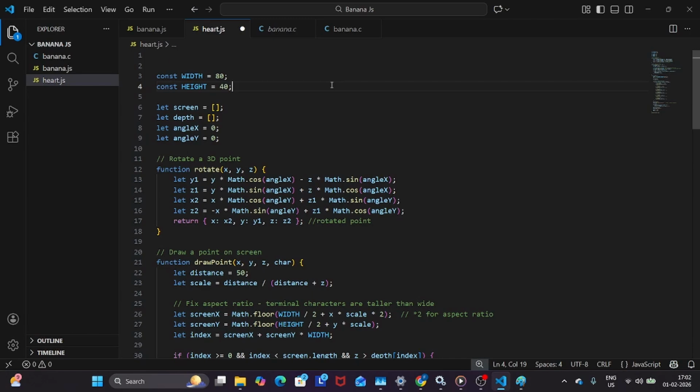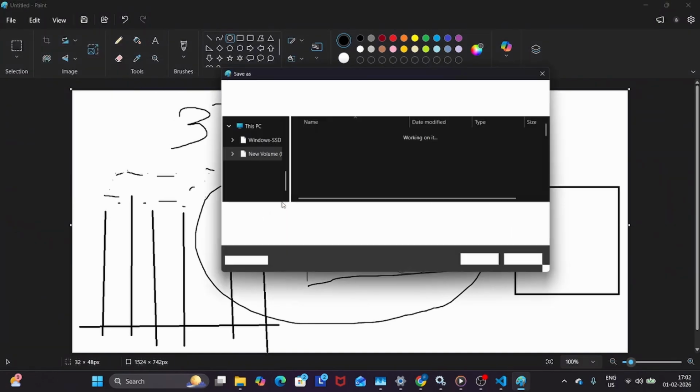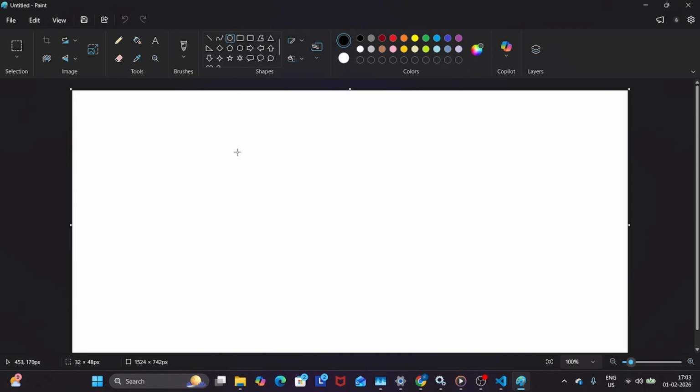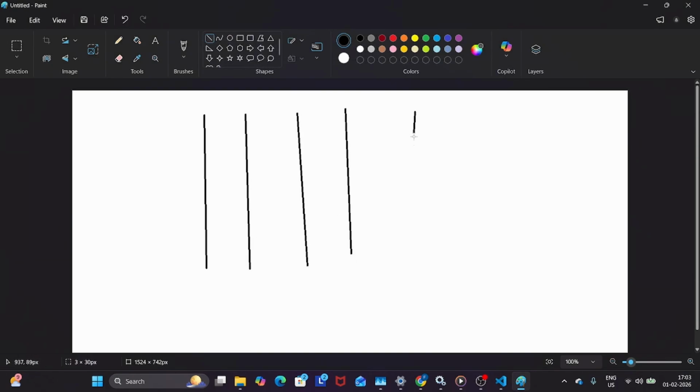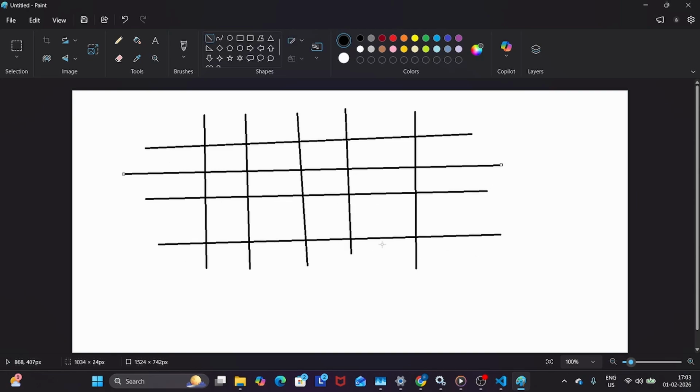That's 40 rows. Now you will be like, hey, rows are horizontal. It is a very basic thing. If you know how to make tables in HTML, you would understand this. This is our row, this is our column. For example, let's name the columns C1, C2, C3, C4, C5, and the rows R1, R2, R3, R4.